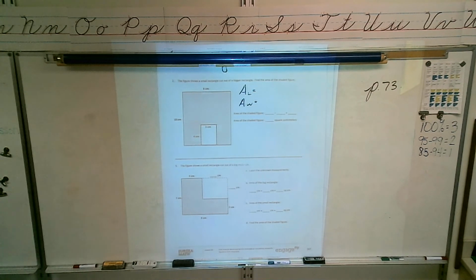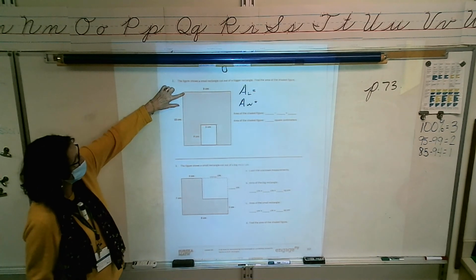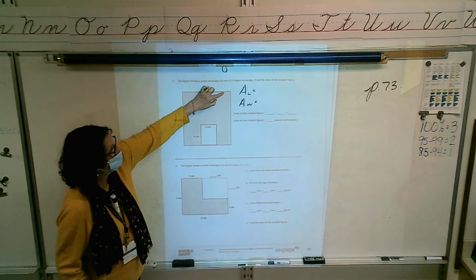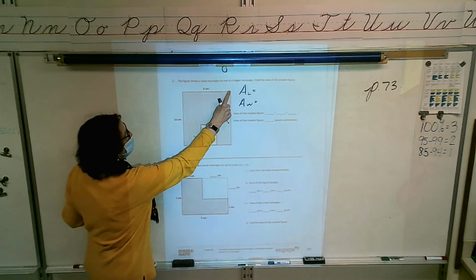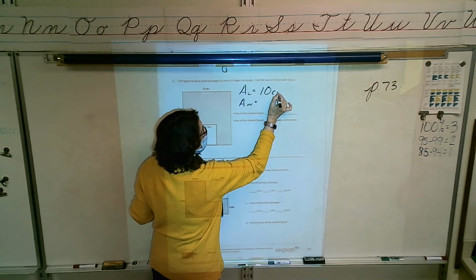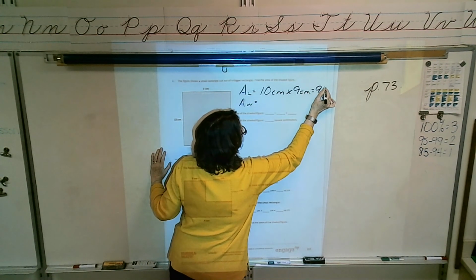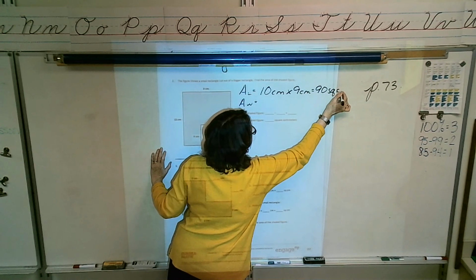Very good. Okay, area of the large rectangle. Well, what are my side lengths? It looks like they are 10 centimeters and 9 centimeters. Remember, the large rectangle is this rectangle right here. So I saw a lot of you write 10 centimeters times 9 centimeters, and you got 90 square centimeters.